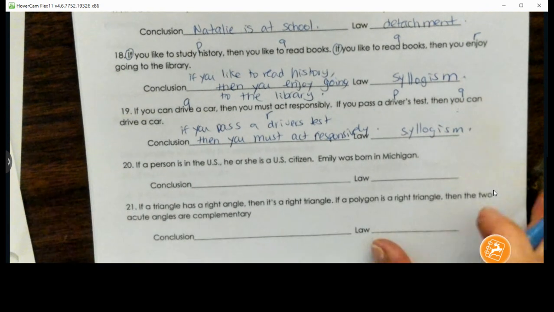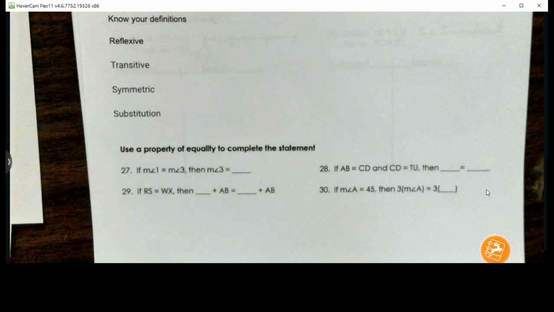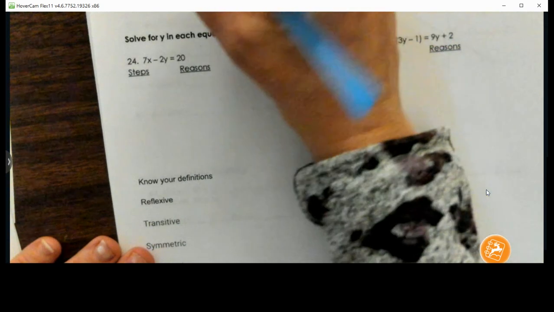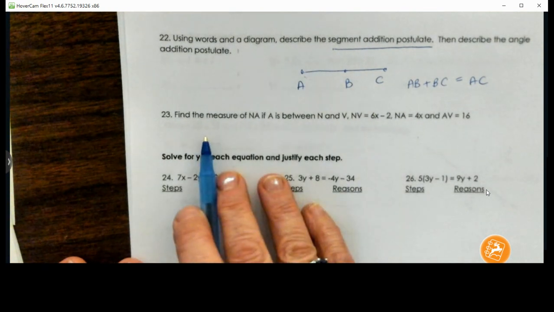20 and 21 is going to be on the answer key, and you could look at it later. Let's look at 22. Okay. I have the segment addition postulate. I'm just going to write out the drawing, A, B, C. So I'm going to say AB plus BC is equal to AC. And now we're going to use that to answer 23.